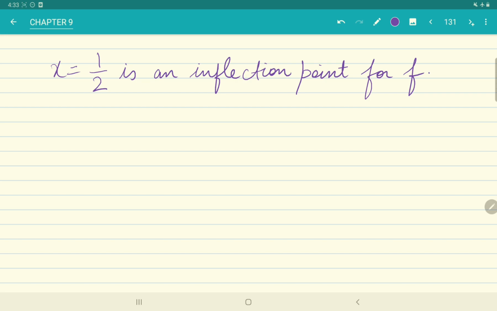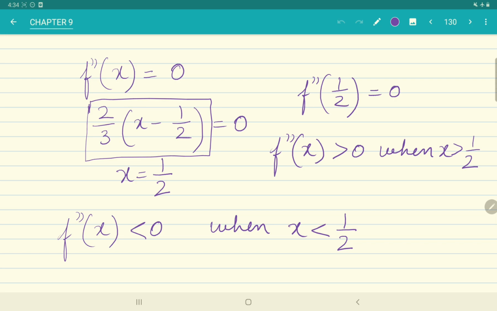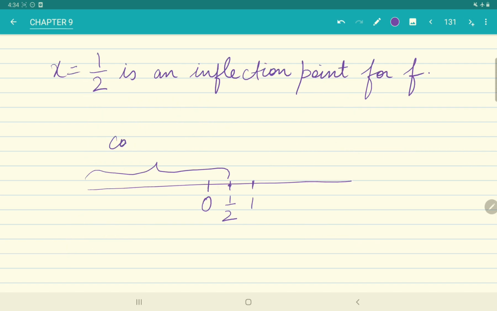We can also have a look at the diagram in this case. So here it's 0, here 1, and this is 1 by 2. When I say x equal to 1 by 2, it's an inflection point. Here I see that when x is less than 1 by 2, f double prime x is less than 0. That means here the function is concave, and here the function is convex. And that just means that this is the inflection point.